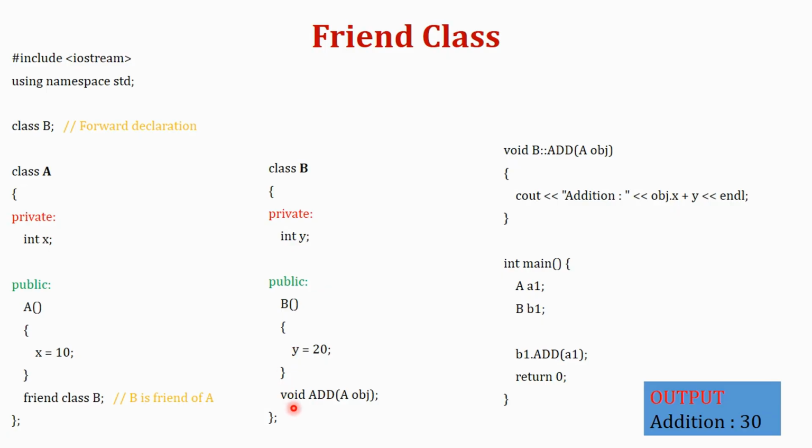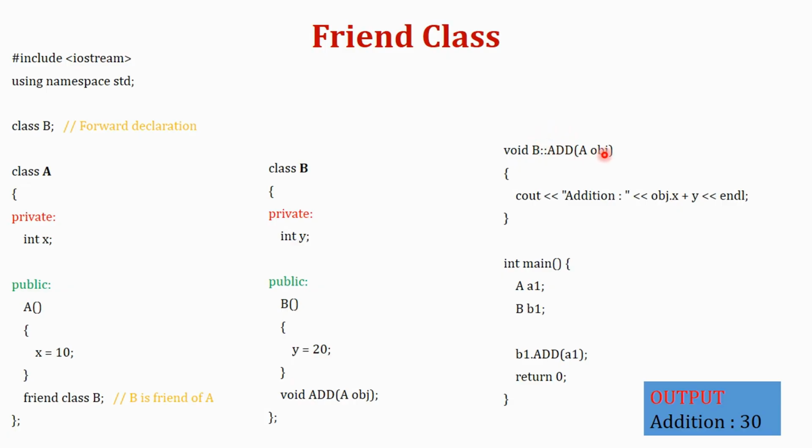Again, here we are declaring one method, for example void, the method name is add, and here we are creating an object from the A class. Then the class is closed. The same function is defined from outside the class. The function return type is void, then class name B, scope resolution operator, and then the function name add. So now add belongs to class B.